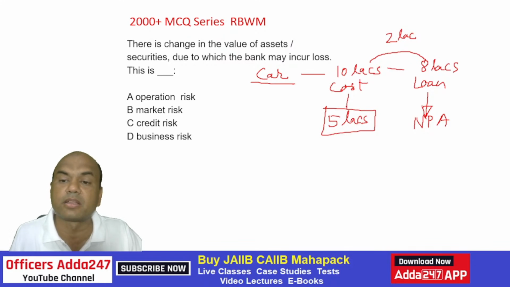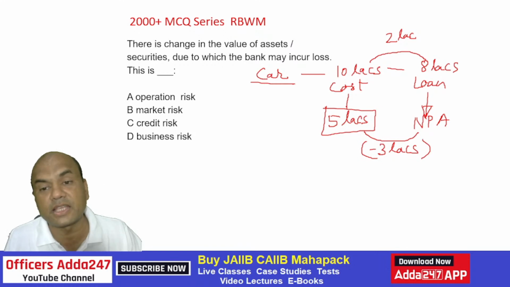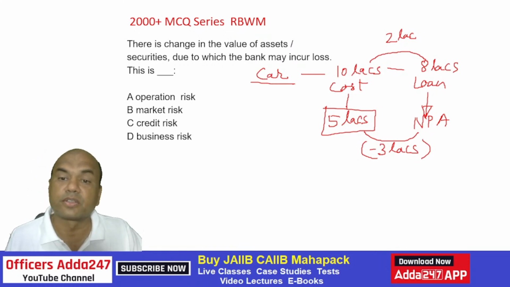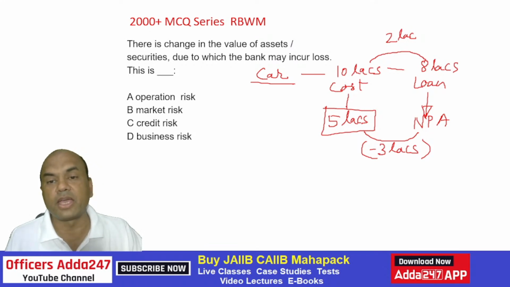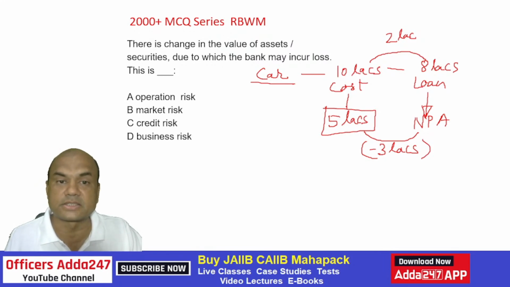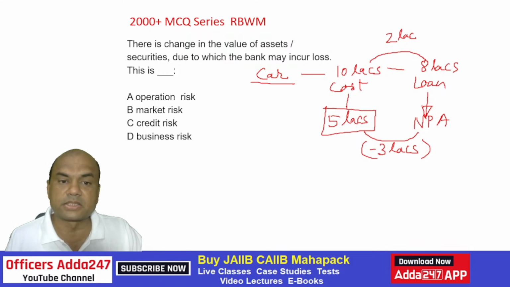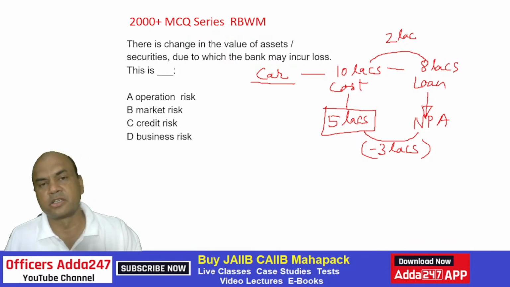But now what has happened? This is negative 3 lakhs. So that is where you incur the loss. Okay? Because the value of the car has decreased and the loan has not decreased that much in the first 6 months. So that is the reason why every bank will always try to give the car loan in higher EMIs. And this is known as the concept that when the value of the security decreases, the bank may suffer losses. So this is known as what? Operations, market, credit and business.